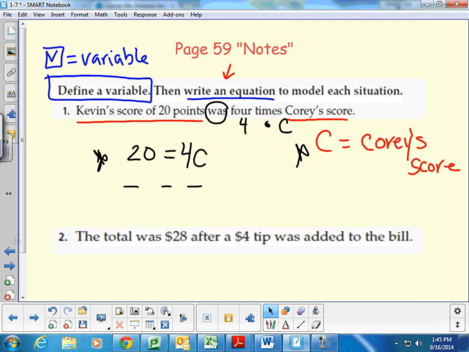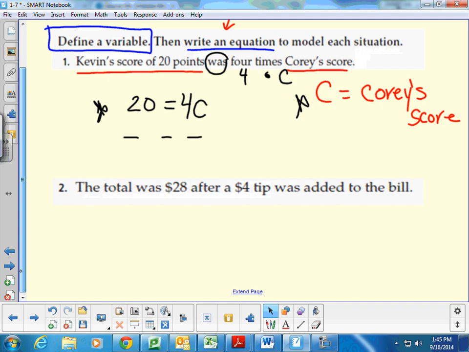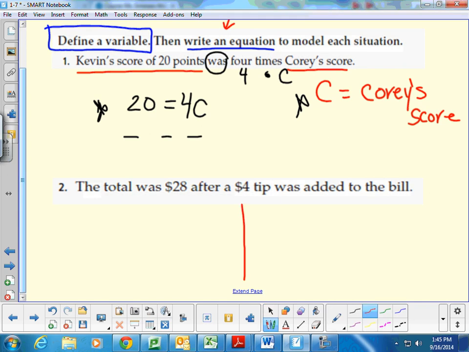You're welcome to pause me and try the next one, or follow along and just write it out. Maybe you put a line down your page and you do yours, and then you do Miss Simmer's over here, and compare them, see what they look like. Or you can do whatever your heart desires, as long as you're following along and taking some notes for some learning. So next we see the total was $28 after a 4 tip was added to the bill.